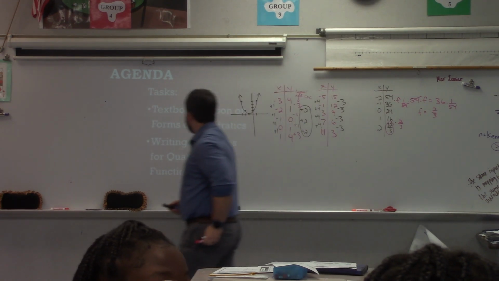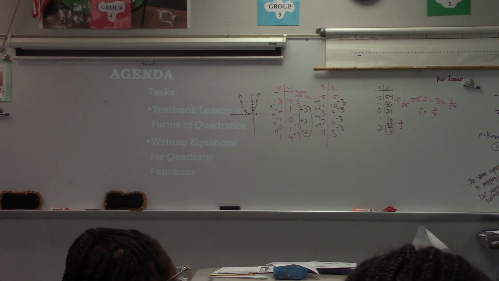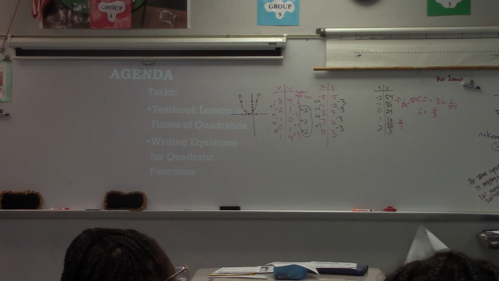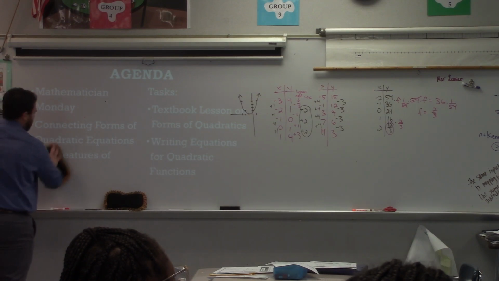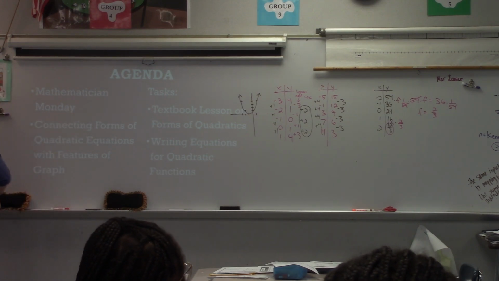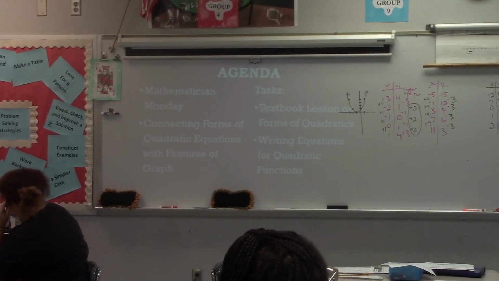So agenda for today, we're going to do a textbook lesson on the forms of quadratics to build off of what we did with Desmos. Hopefully you did check your understanding on those different forms of quadratics, which will help you significantly today, and then we'll get into writing quadratic equations. We're going to start with Mathematician Monday, and we're trying to move through this a little bit quicker, not because it's bad, but we've got to get to math and honor that mathematician. Today and the rest of this unit is all about connecting forms of quadratic equations with features of the graph. By the way, what's the graph of a quadratic called again?